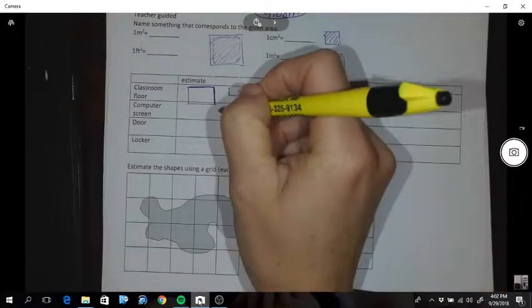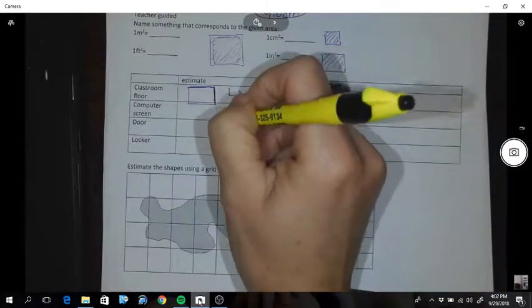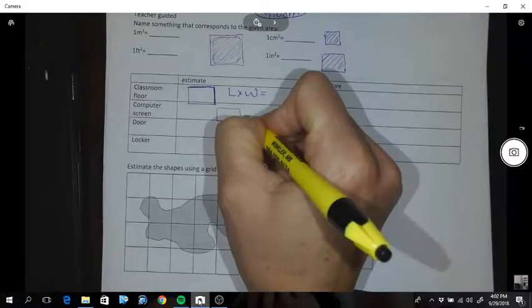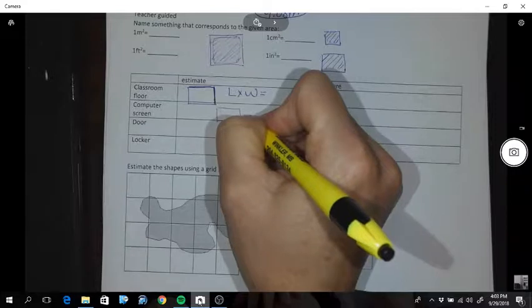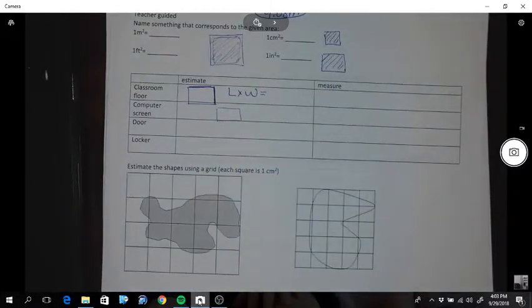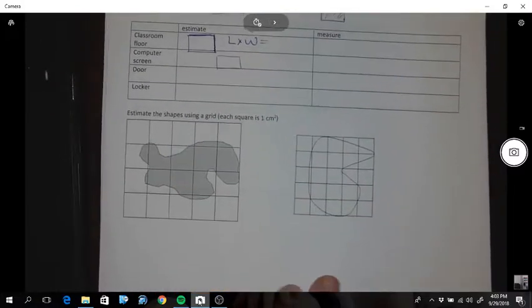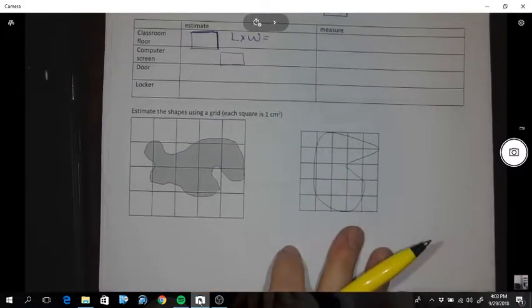Okay, a computer screen, same thing. Once you look at it, maybe you might guess 15 inches, 10 inches. So therefore you would say 150 inches squared and do your real estimates. Okay, you might use different units than somebody else, and that's fine as long as they're reasonable.